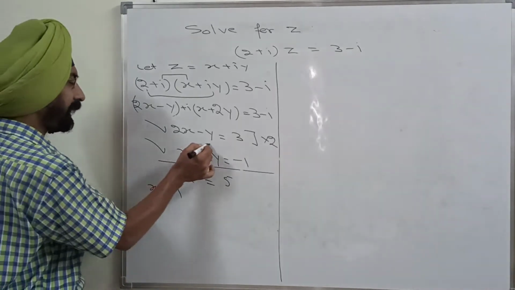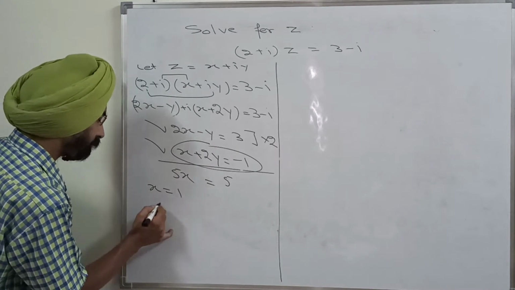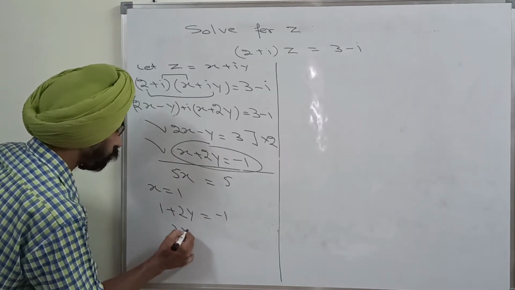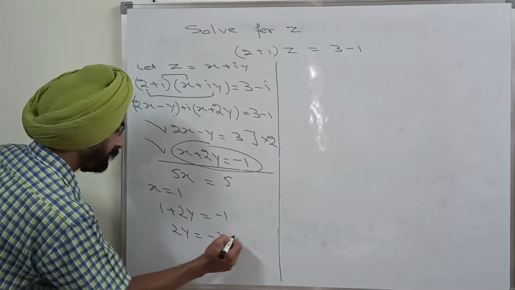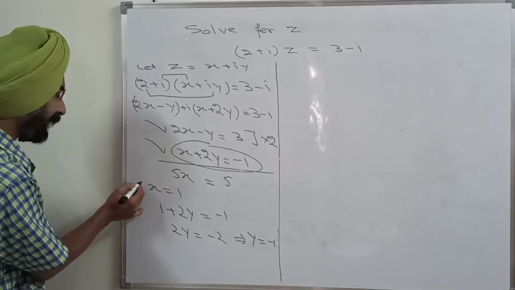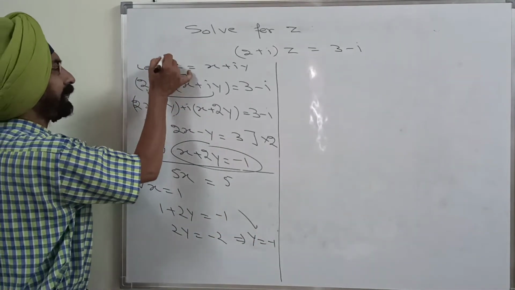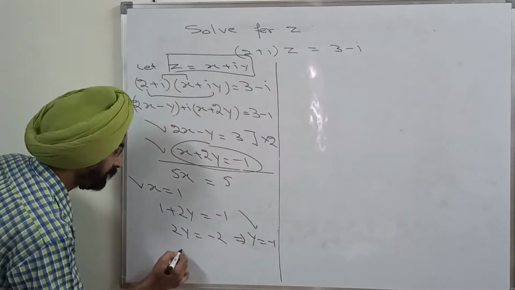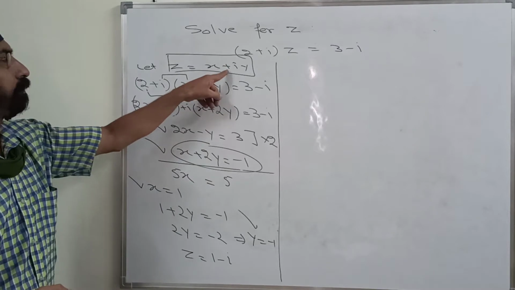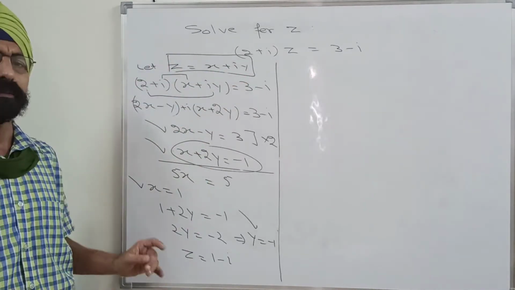Now substitute this value x = 1 in any of these two equations to get y. So let us take the second equation, put x = 1, you will get 1 + 2y = -1. So 2y is equal to -2. This means your y is -1. Your x is 1, your y is -1. So what is your z? Your z is 1 + i into -1, so 1 - i. This is one method.